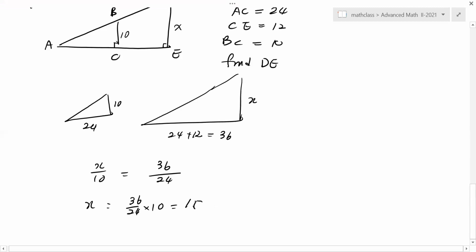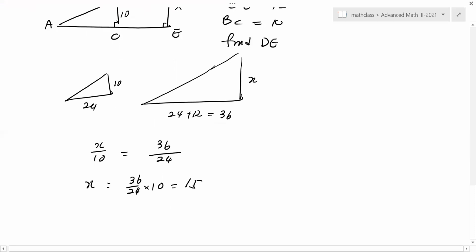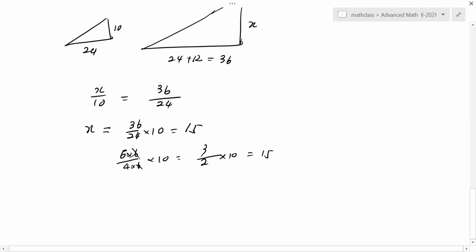Yeah, 15, right? So just simplify step by step. If you have a pen, you don't need to use a calculator. For example, 36 is 6 times 6. 24 is going to be 4 times 6, right? So 6 times 6, 4 times 6, and then the 6 cancels out, and it's 3 over 2 times 10, right? That's why it's 15. Great.